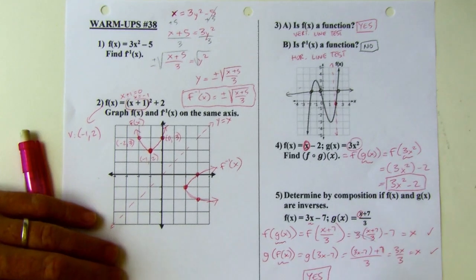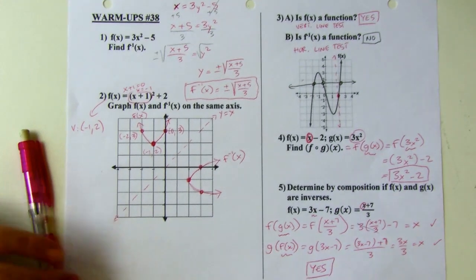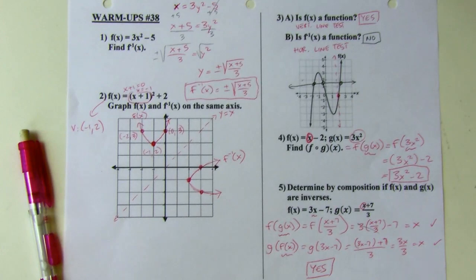So if you get anything else besides x out for f of g of x or g of f of x, then they're not inverses of each other. Okay?